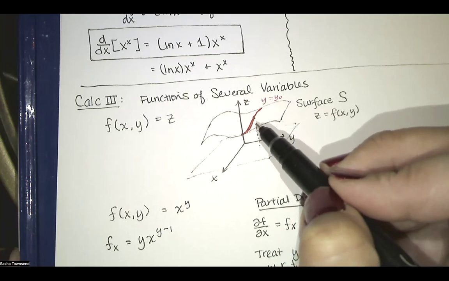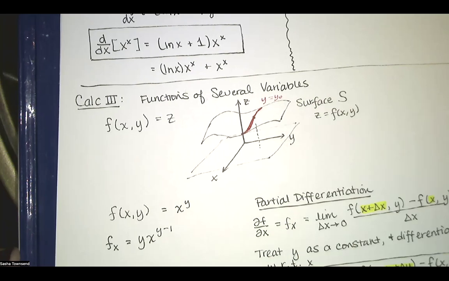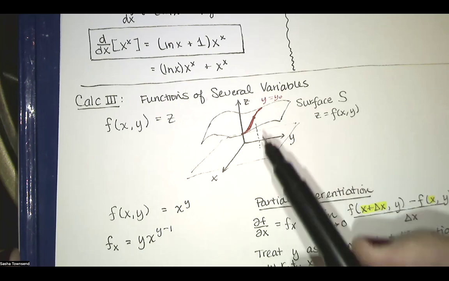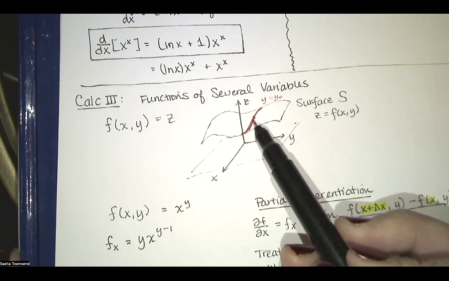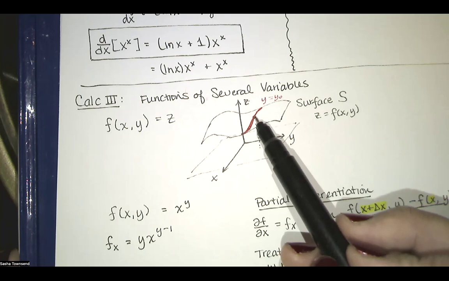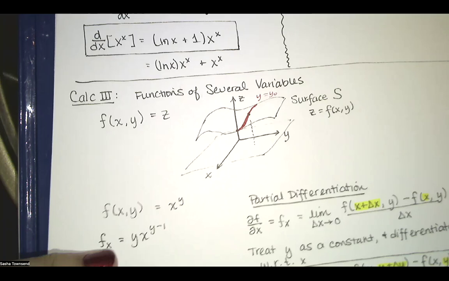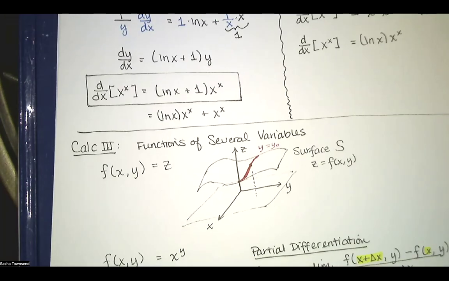So I would compute a function by treating y as a constant and then differentiating with respect to x. And then if I plug in that point, x naught, y naught, that's going to give me a number. That number is going to be negative there because we can tell that the z values are decreasing as x increases. So that's the slope in the x direction. The slope in the y direction would be considered similarly.